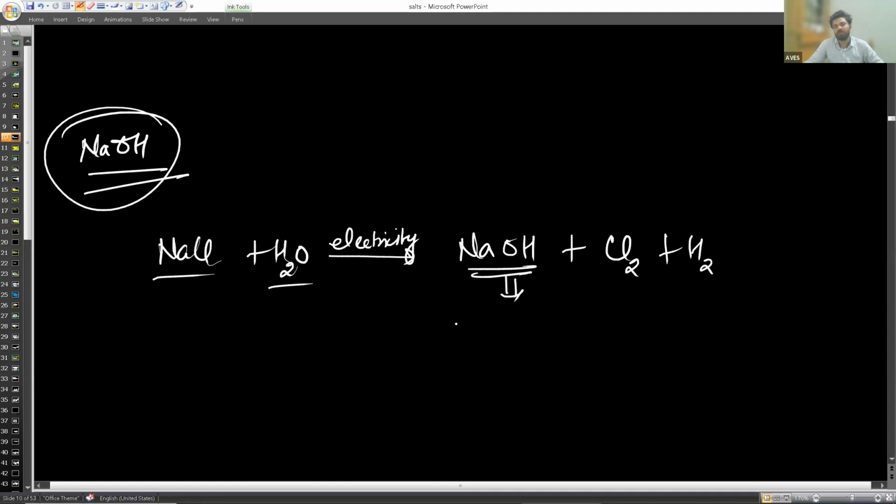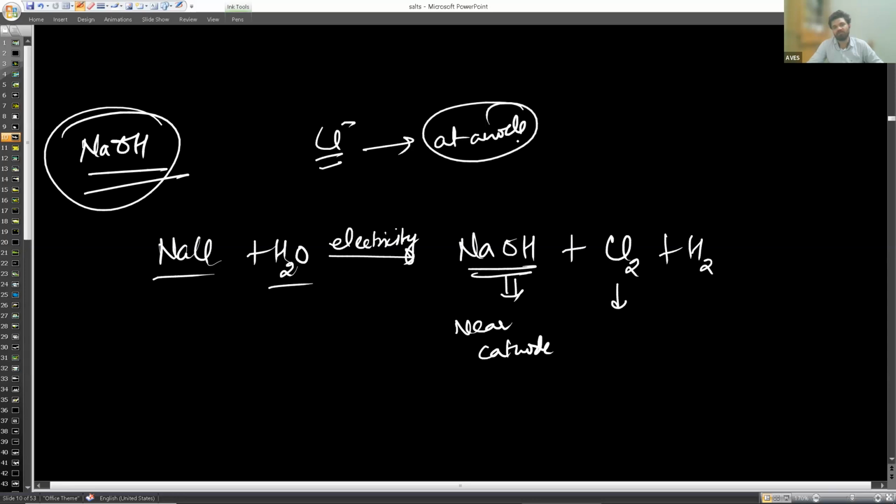NaOH is obtained near the cathode. Cl2, since Cl is negatively charged, will be obtained at the anode. Why? Because the anode is positively charged. Negative goes to positive, so Cl minus ions go to the anode and form Cl2. And hydrogen will be obtained at the cathode.